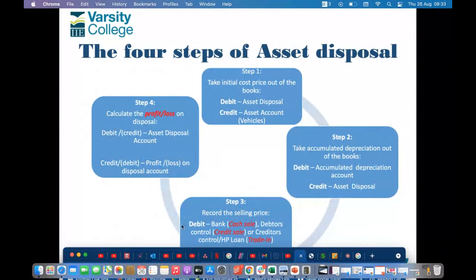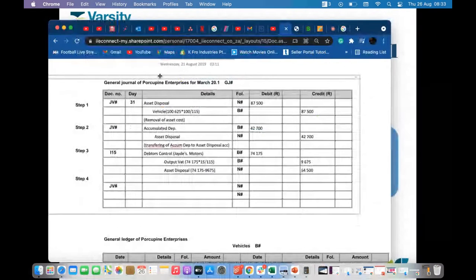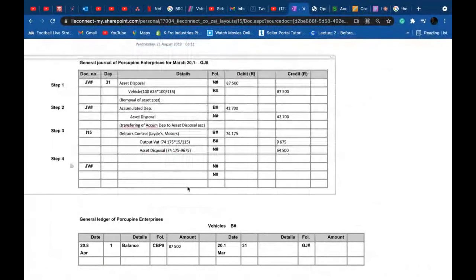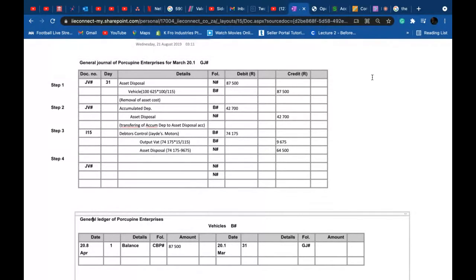Okay. Step number 4, we're now here. All right, step number 4, we're in the general ledger. We're now calculating, did we make a profit or a loss on disposal? And if you guys did your homework, you would have seen that in question 3.4, you actually practiced how to calculate whether you made a profit or a loss.